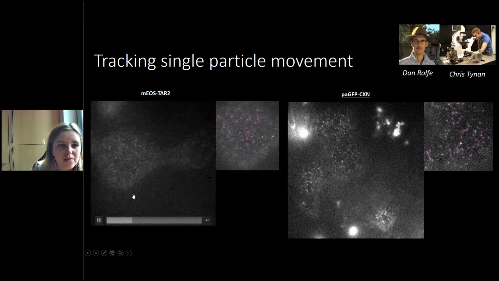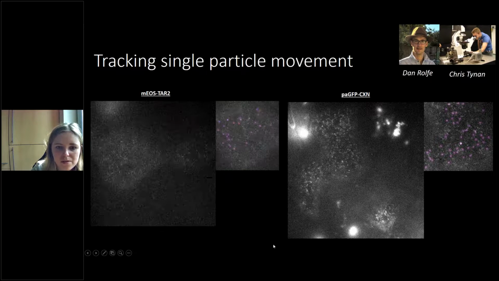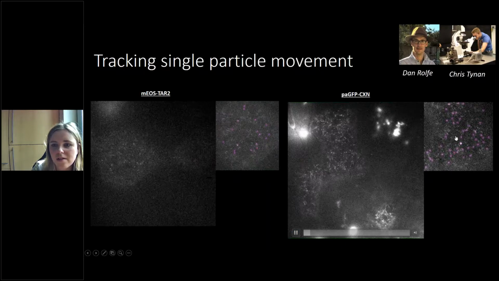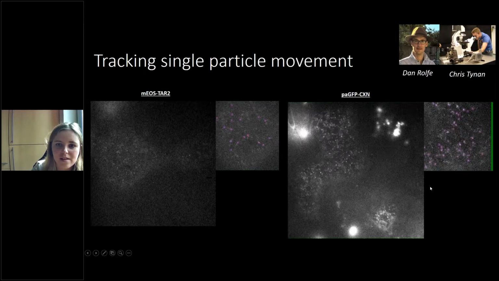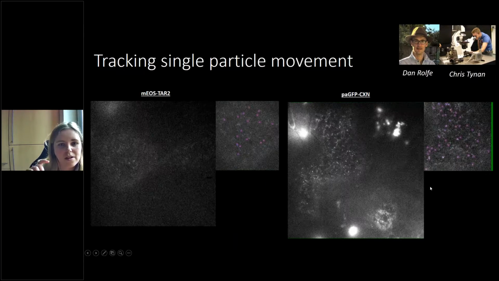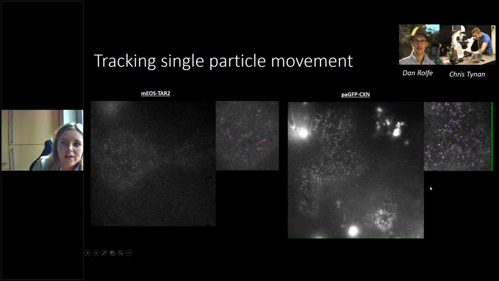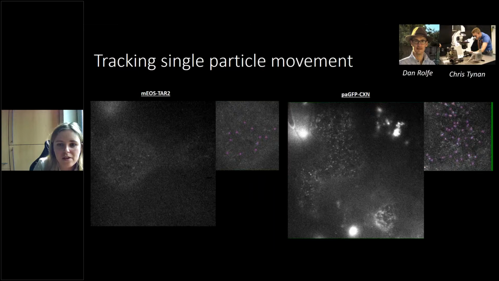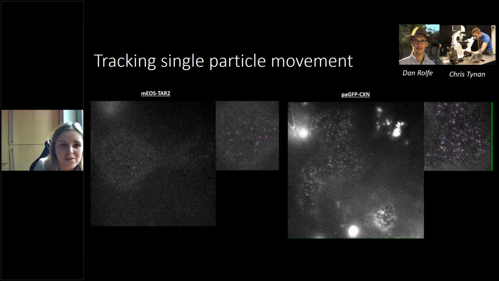So these are examples of TAR2, which is a full-size protein, versus a modified calnexin, which is just a very small transmembrane domain. And working with Chris Tynan on the technical side with the microscope and Dan Rolfe on the mathematical modeling side out at Harwell, we're trying to get a handle on how changing the shape of the ER and how changing the molecules that we're monitoring affects how things are moving through the endoplasmic reticulum.